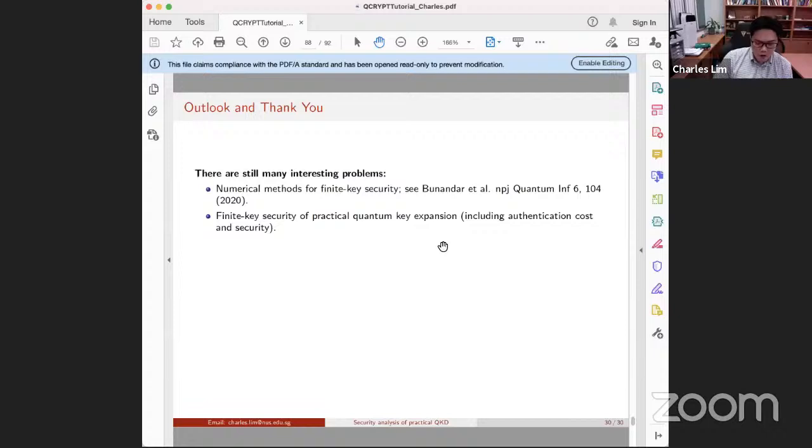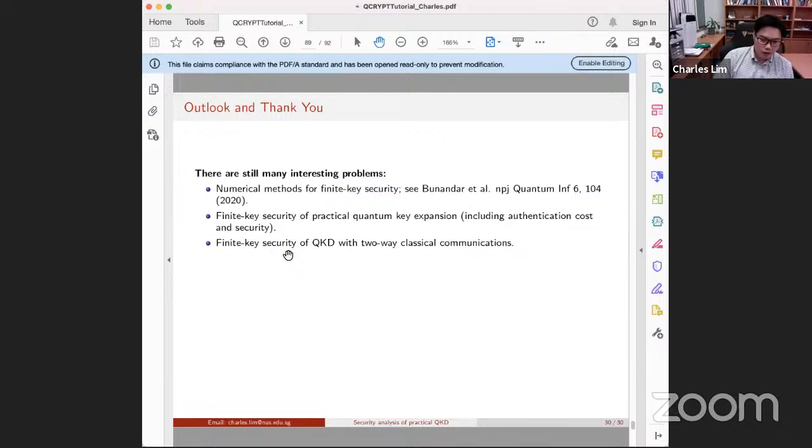And also, more for practical reasons, a lot of us always start off with the assumption that the classical channel is completely authenticated and comes for free. But in practice, if you want to calculate the overall key that you can generate from a given QKD system, you also have to look into the cost of authentication and the security of the authentication scheme as well. This is what I would term the finite key security of practical quantum key expansion rather than key distribution. Then one thing that is still missing is the finite key security of QKD with two-way classical communications.